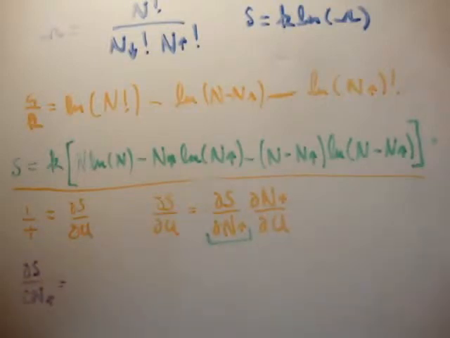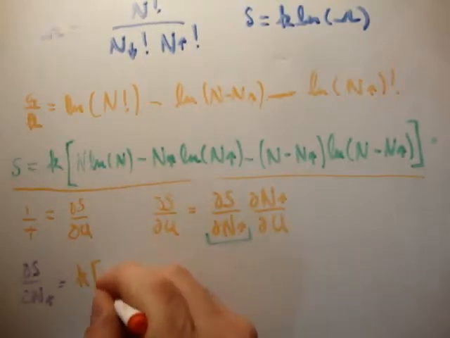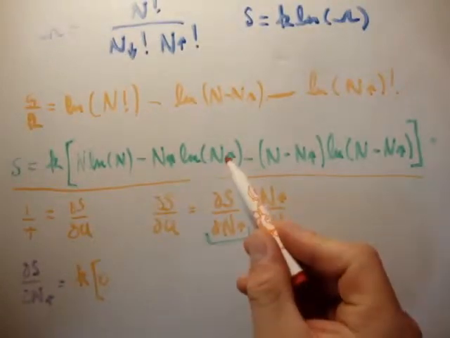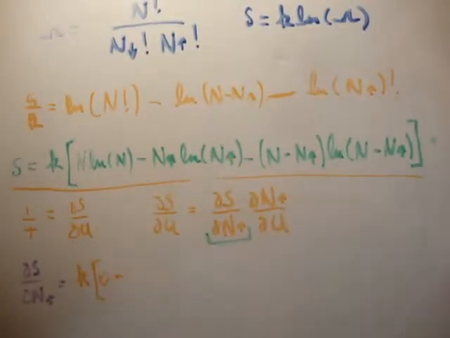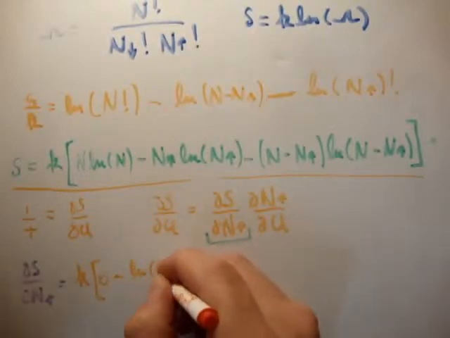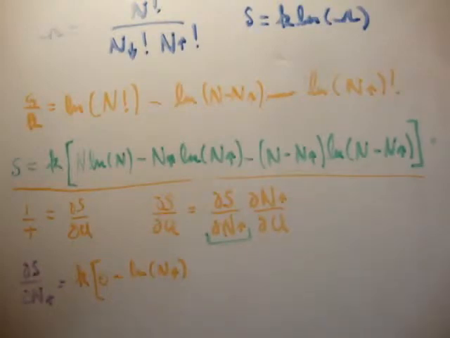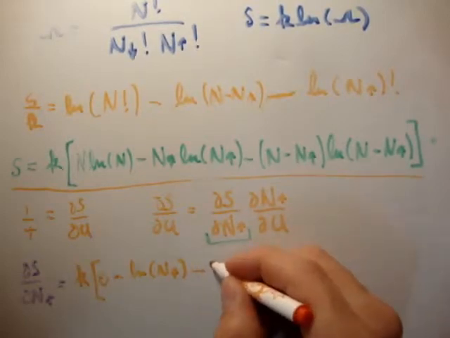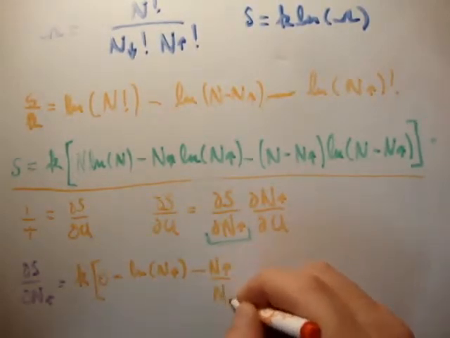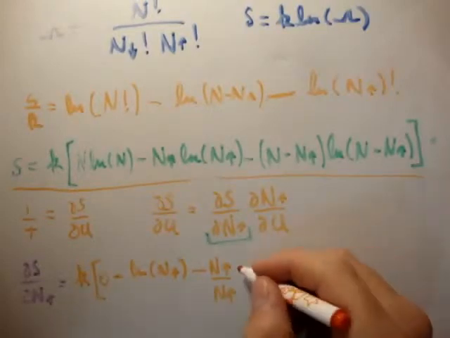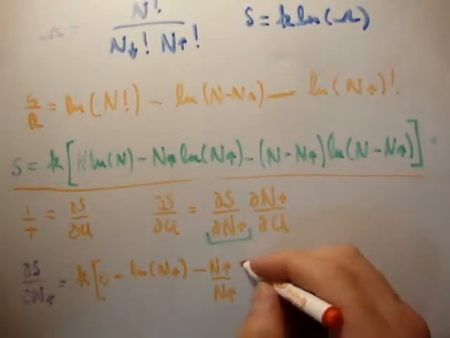So del S del N up is going to be equal to the following. Well, of course we're going to have Boltzmann's constant on the outside, and if you look at it, the first term is not dependent on N up. This one here is dependent on N up, and it's a product rule, of course. So we're going to get the natural logarithm of N up times plus 1, which we're not going to write down, and then it's actually UdV plus VdU, I suppose, isn't it? And then we're going to have N up over N up, like that. That's the end of the product rule. Something similar here, in fact. I'm just going to write down the answer.